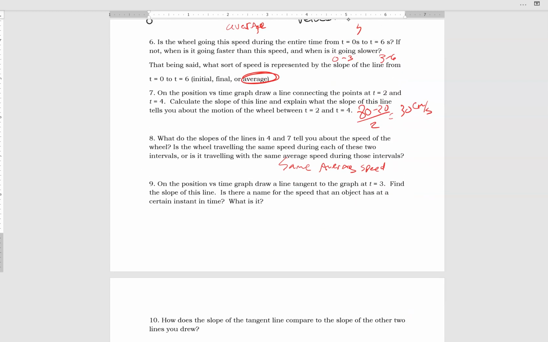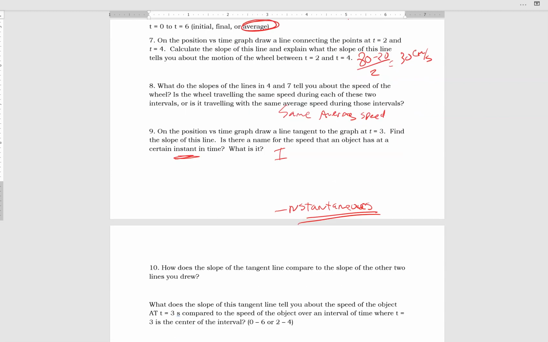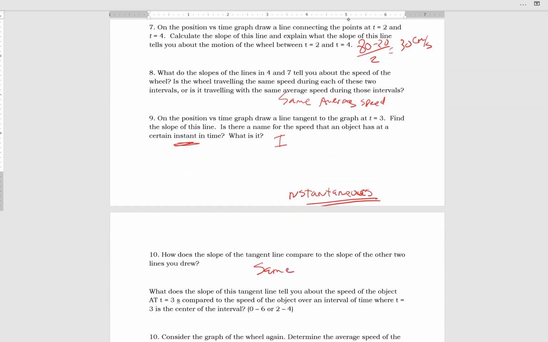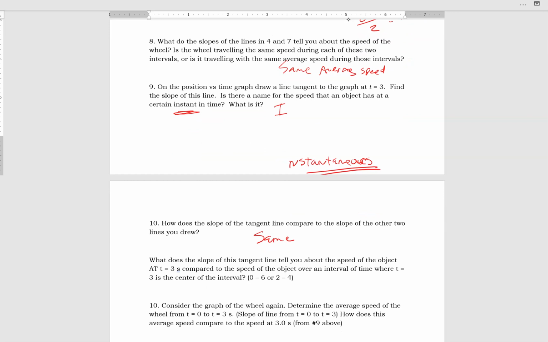Now, there's a little clue right here. Is there a name for the speed that an object has at a certain instant in time? It should be the instantaneous speed. The speed it has right now at this particular moment in time. We should see the slope of the tangent line is the same as the slope of those other two lines from 2 to 4 and 0 to 6. The slope of the tangent line tells me the speed at t equal 3 seconds.